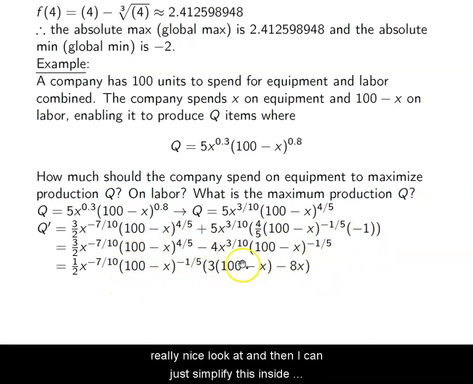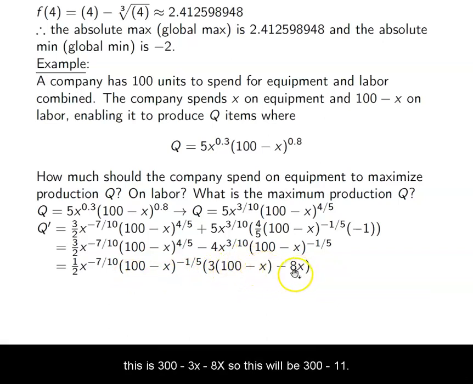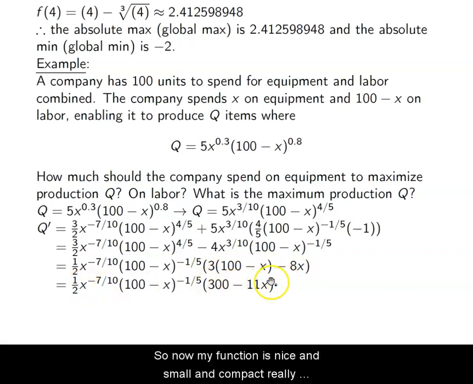And then I can just simplify this inside. This is 300 minus 3x minus 8x. So this will be 300 minus 11x. So now my function is nice and small and compact and really, really easy to work with.